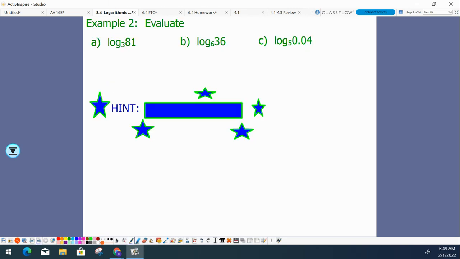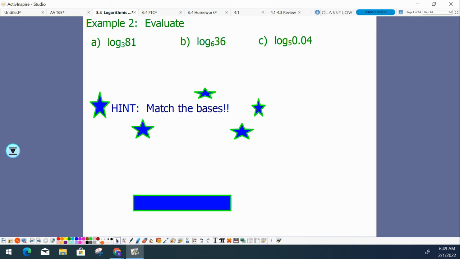All right, so let's look at a couple of examples. I would get out your card and use your card to look for powers. All right, and I'll just tell you now, that's your hint. Match the bases.